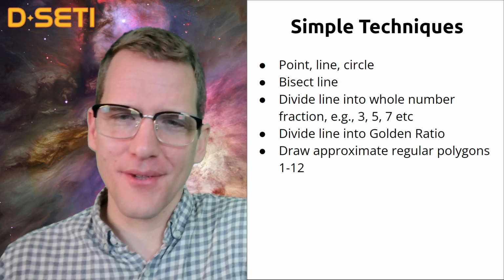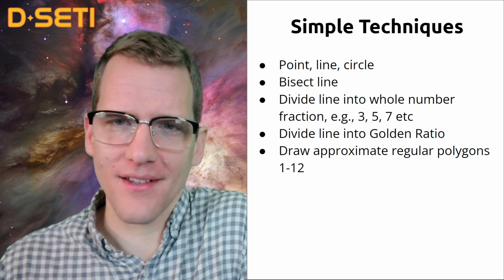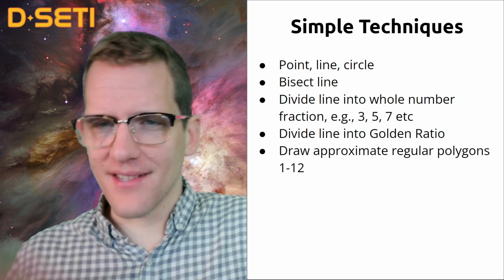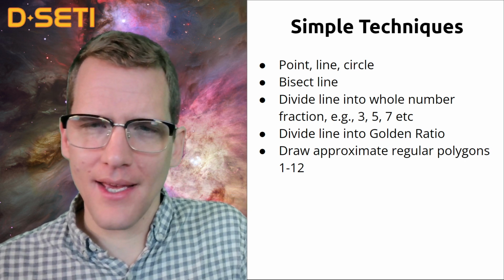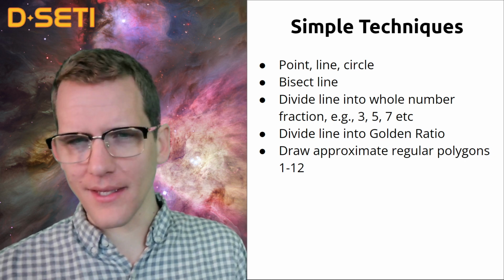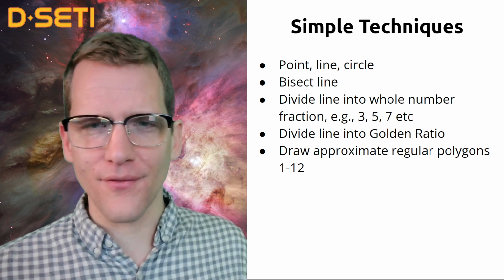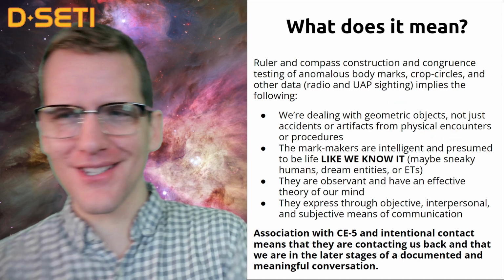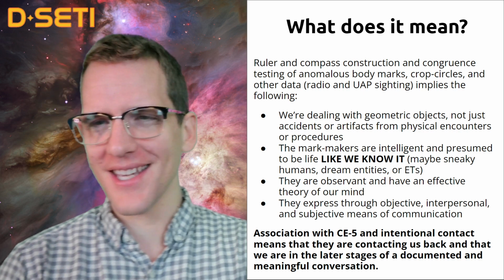It's very, very simple. I think I've used division of the line by 5, as well as the hexagon construction many times, and bisection, and that's really it. It's not complex, so do it yourself. Tell me what you find. What does all this mean? Ruler and compass constructions, testing of crop circles and anomalous communications.